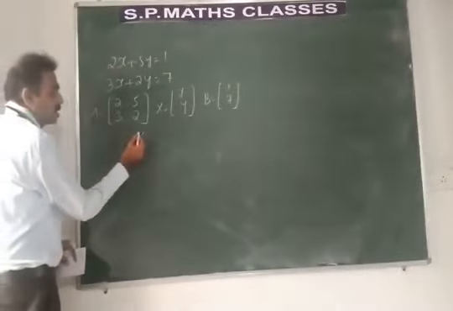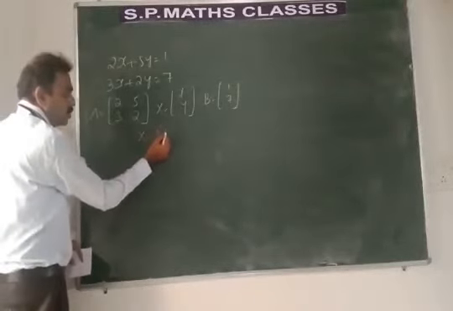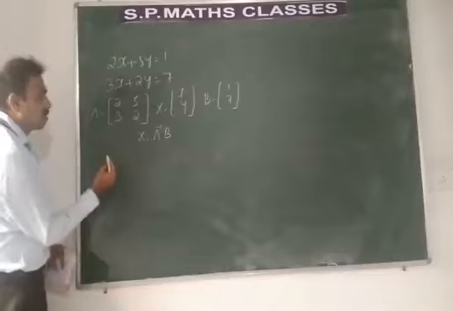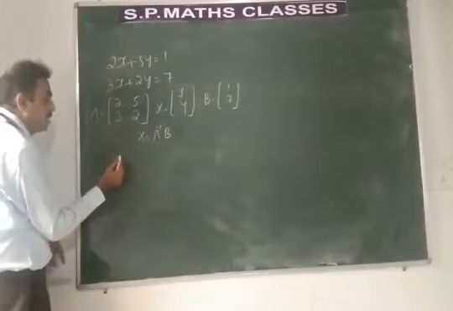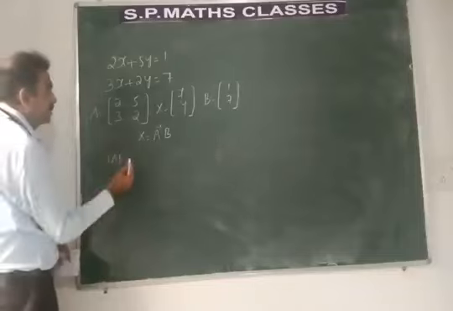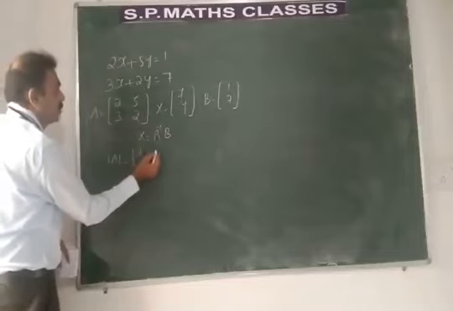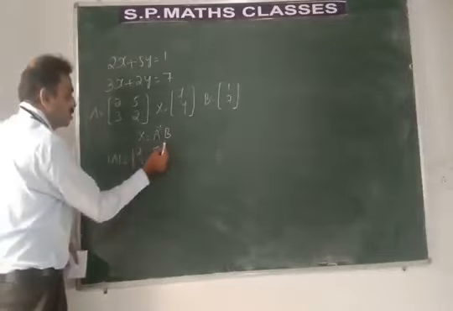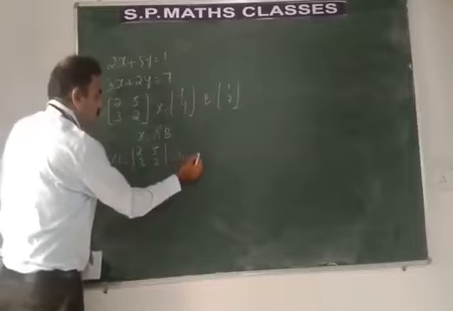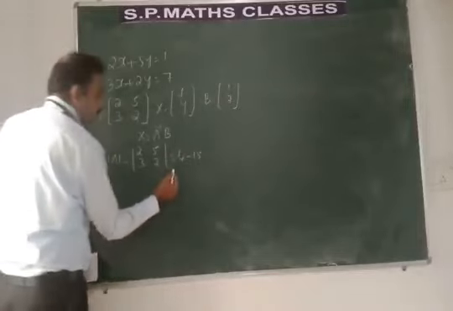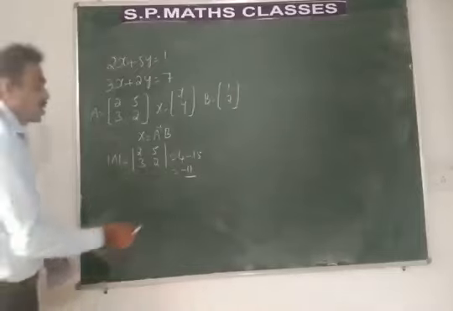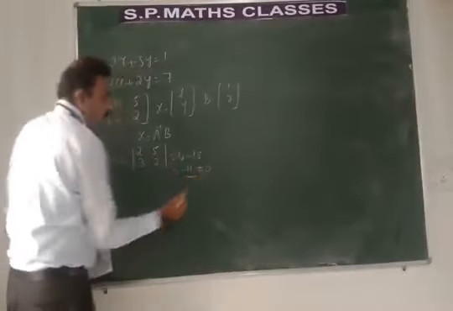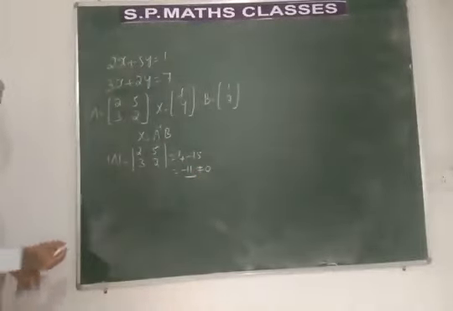Now, the solution is given by X is equal to A inverse into B. What is A inverse? 1 by determinant A into adjoint A. So, find determinant A first. It is 2, 5, 3, 2. It is 4 minus 15. We will be getting minus 11, which is not equal to 0. Hence, we conclude that the inverse exists.